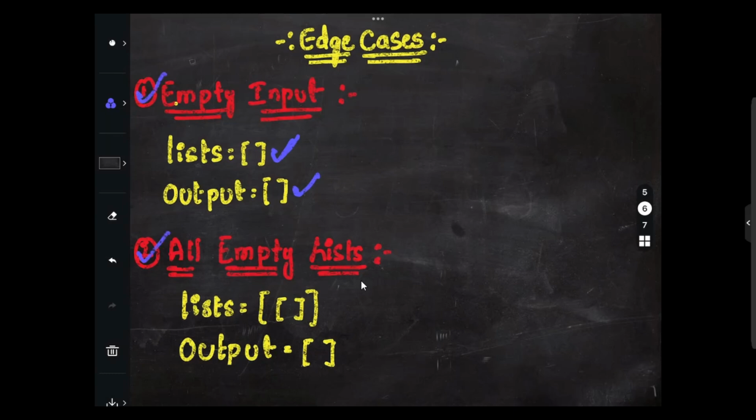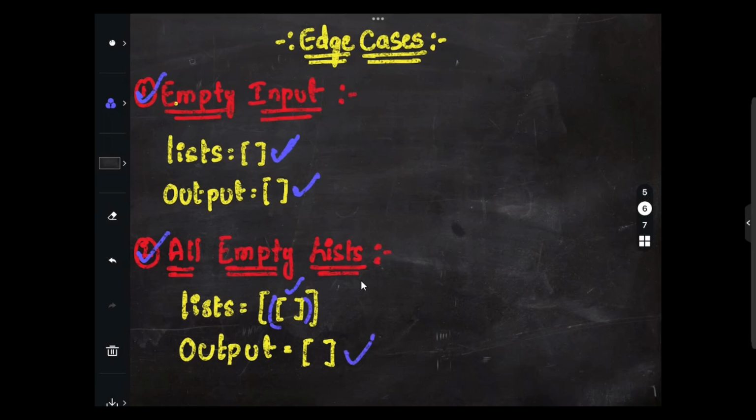Let's come to the second edge case: all empty lists. We have empty lists within the list. In this case, even though there is one list, it is empty. You can clearly see here, we have one list, but this one is empty.